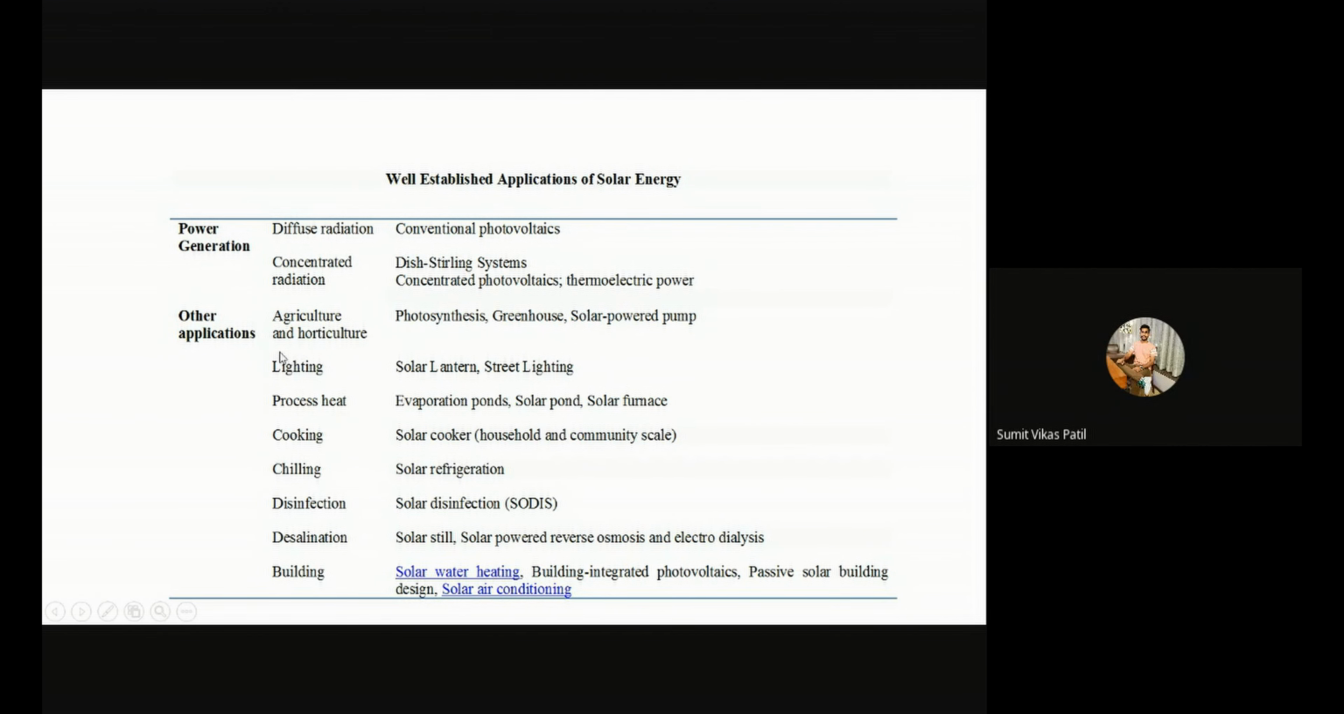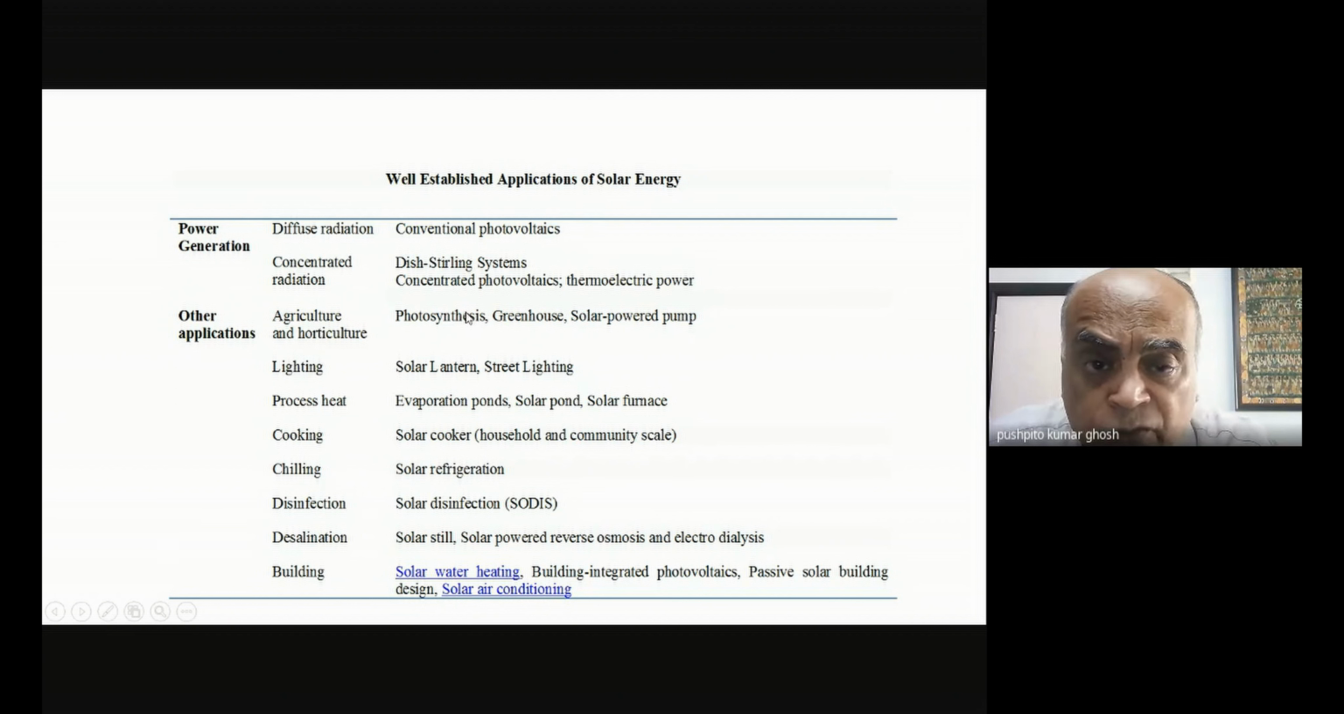Now, you look at agriculture. We know, of course, about photosynthesis, but there are so many places where you have greenhouses, and all those greenhouses are operating on solar energy. Or you go to agricultural fields and you see people pumping water from the ground, groundwater, and they use these solar power pumps. So there is a profound effect of application of solar energy in agriculture.